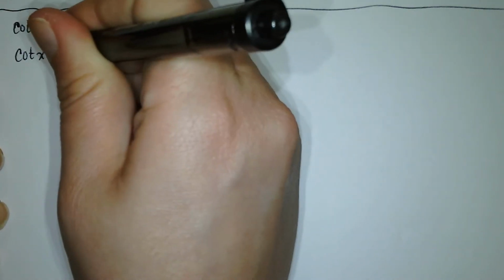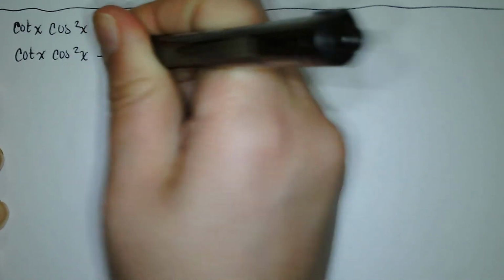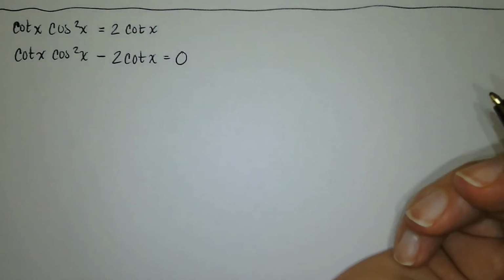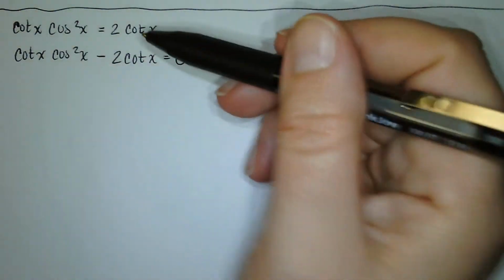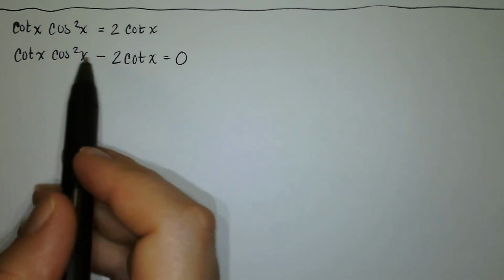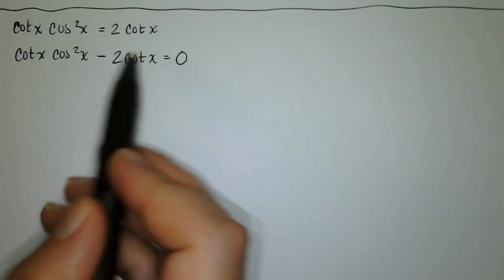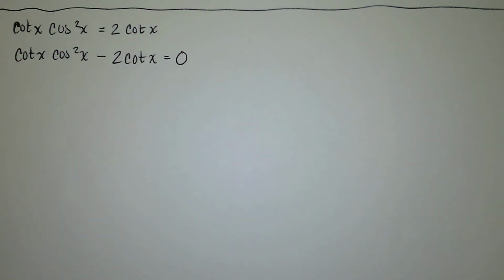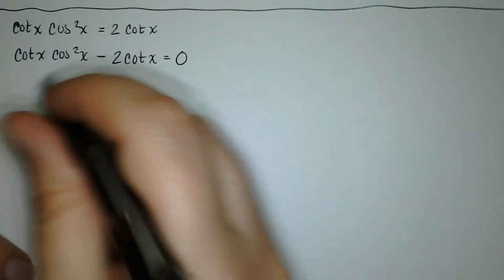Cotangent x cosine squared x minus 2 cotangent x equals 0. So we pushed that to the other side. It became negative. Now, what we can do here is factor. That's pretty much our only option. We can't combine these because this one's squared and these are something completely different, cotangent versus cosine. So our only option is to factor and see what we can do at that point.